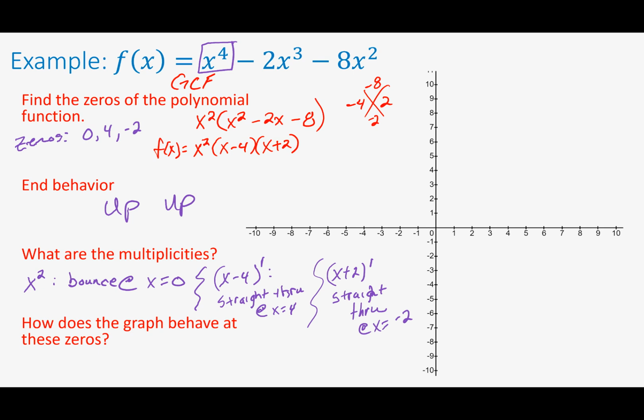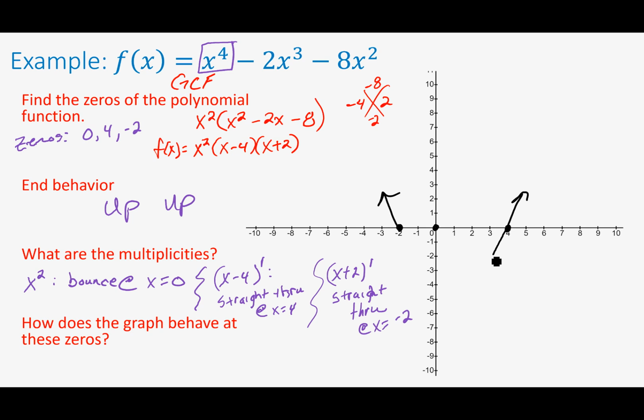So let's put all this information together and just make a quick sketch. Well, I know my zeros are going to be here at negative 2, at 0, and at 4. I know my end behavior is up and up. And now I know specific behavior based on the multiplicities at every single 0. All right, at 4, it's going straight through. So that cuts right through there at 4.